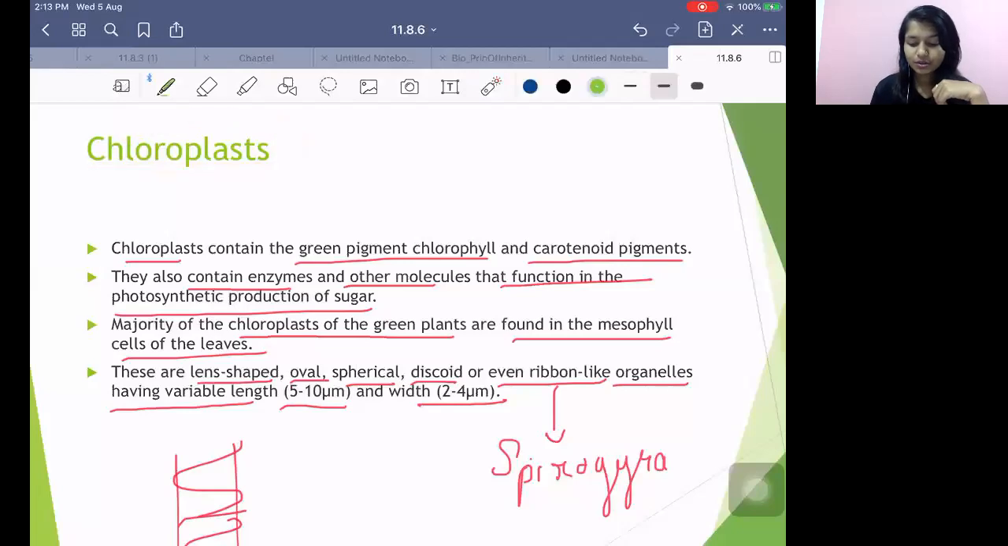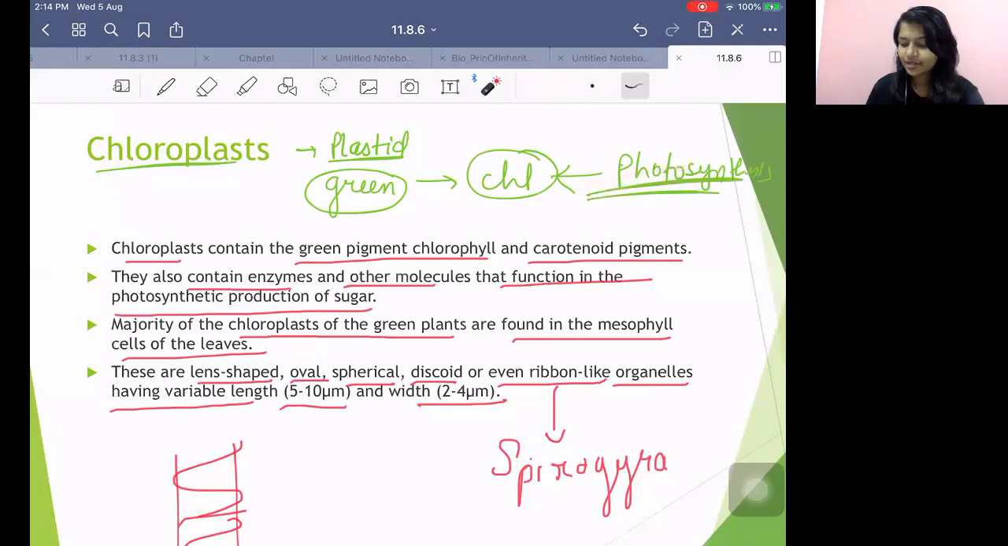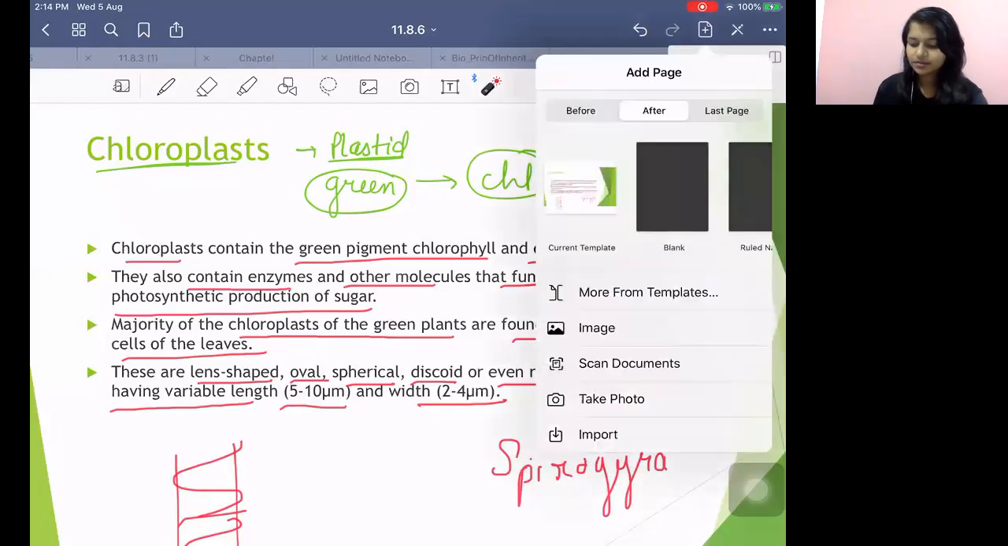What is chloroplast? It is a plastid. What is the color? Green. Why? Because of the pigment. Which pigment? Chlorophyll. Why is this chlorophyll important? Because it will help in photosynthesis. So let me draw the structure of chloroplast.